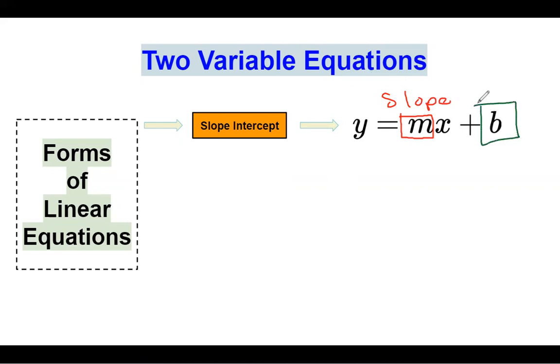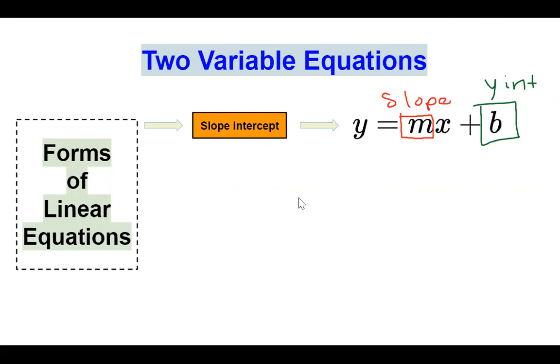If I were to graph this equation, I would start with my y-intercept, and then from there, I would use the slope to create the next point. My y-intercept is going to be where the line intersects my vertical axis, okay?